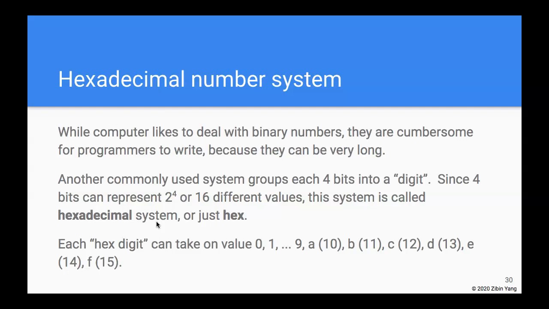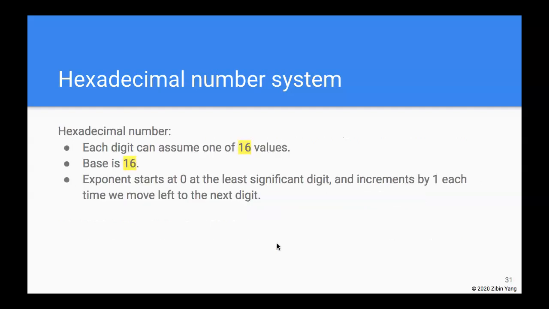Well, another very commonly used system is to group 4 bits into a digit. Now, we know that 4 bits can represent 2 to the 4th power, or 16 different values. So what are the rules for hex numbers? Well, it's very similar to binary or decimal, except that each of the digits now can be one of the 16 values, and the base is now 16 instead of 2 or 10.